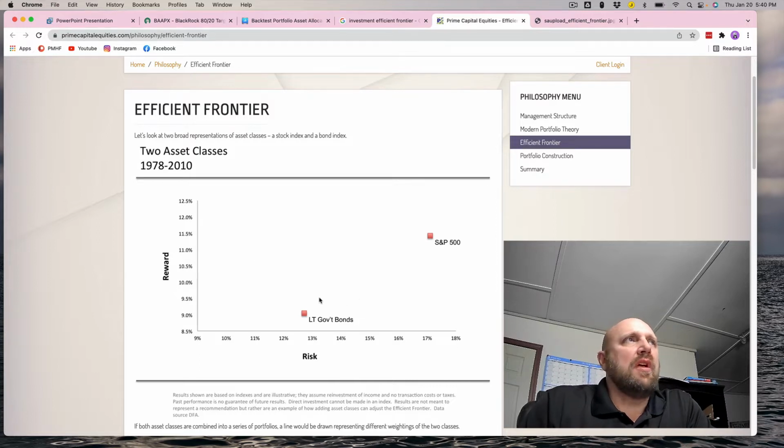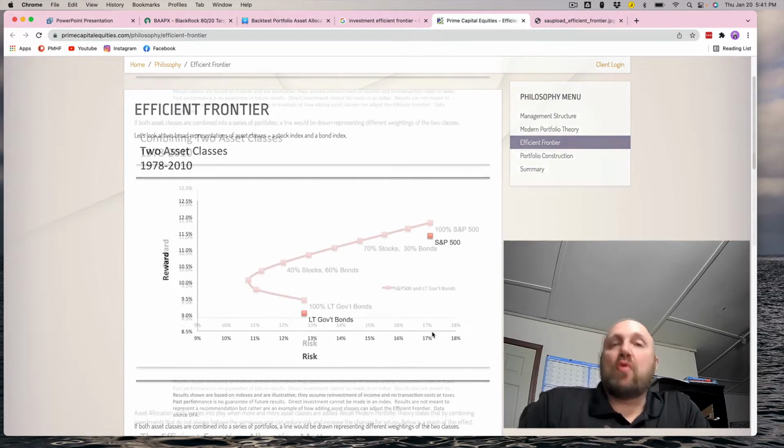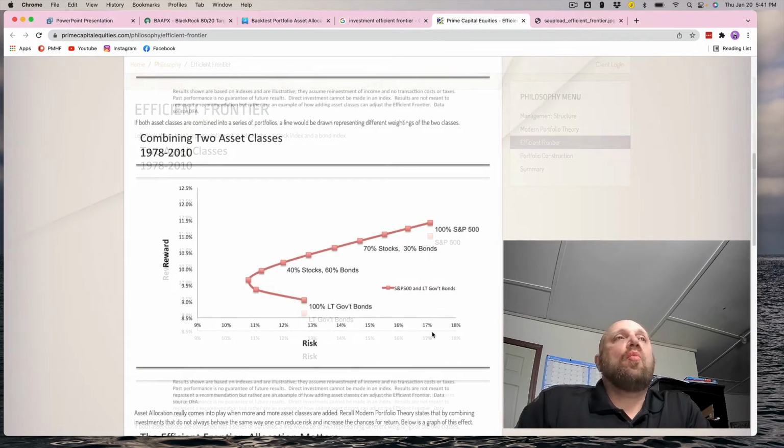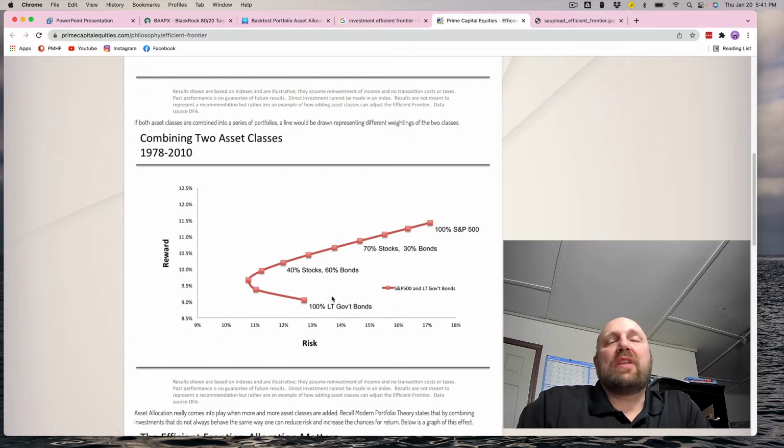So here's an example from 78 to 2010. Long-term bonds returned right here in the 9% range. Boy, that would be nice, wouldn't it? And their standard deviation was really high, almost 13%. But if you look at stocks, the S&P 500 returned a little bit higher, about 11.5%, but their standard deviation was a lot higher, which means they fluctuated more, more ups, more downs. That's really important. Less steady. And the reason it's important is because we combine asset classes and we get a better risk-return ratio.